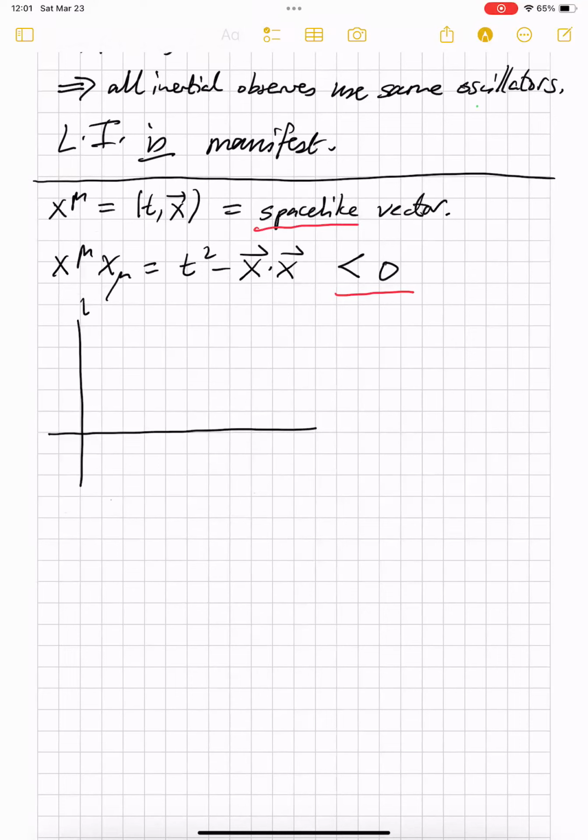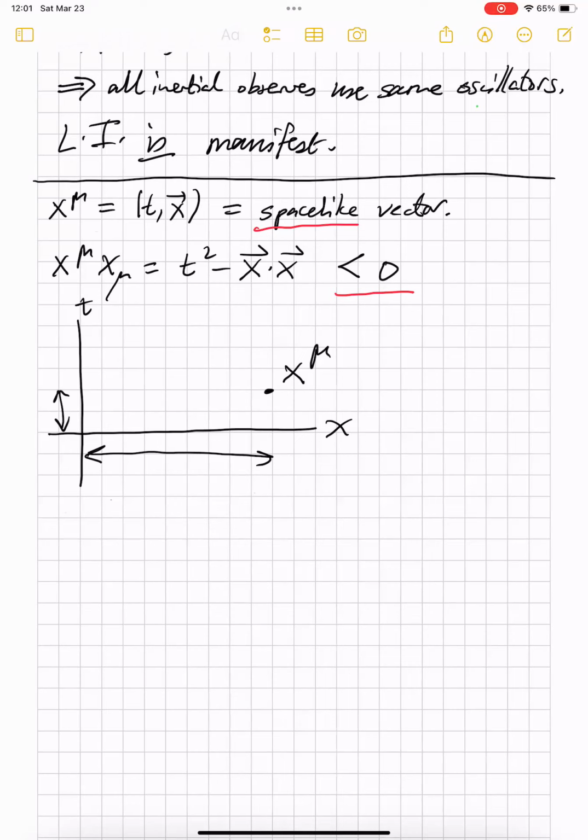Here is t, here is x. Then this vector x^μ would be something like this. The spatial component of the vector is much bigger than the temporal component of the vector. That's the point.